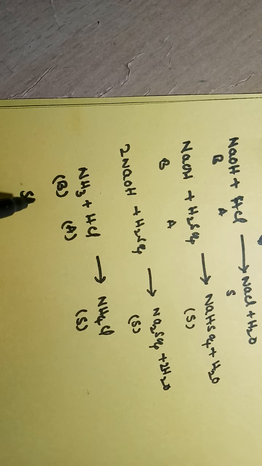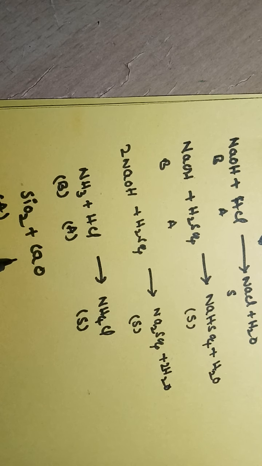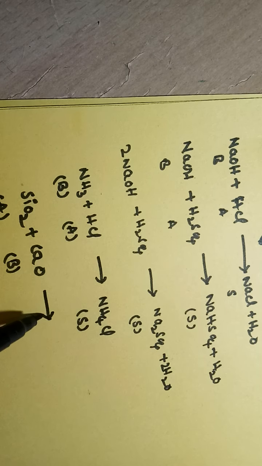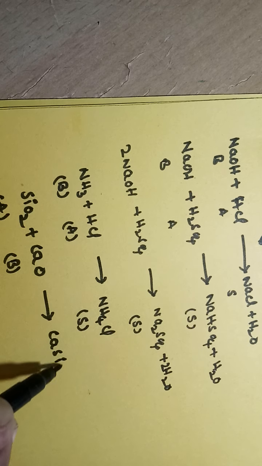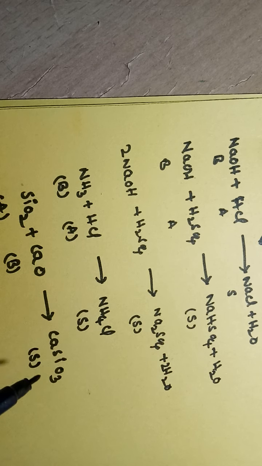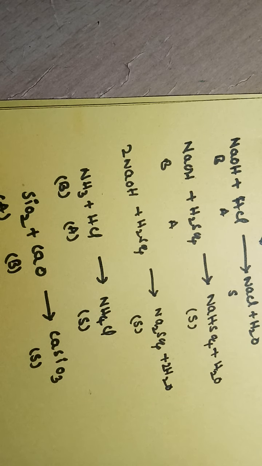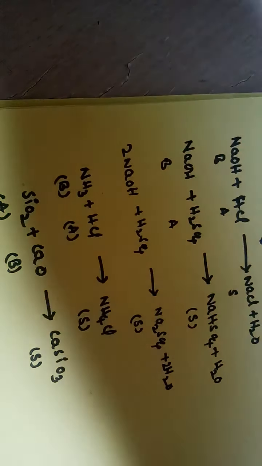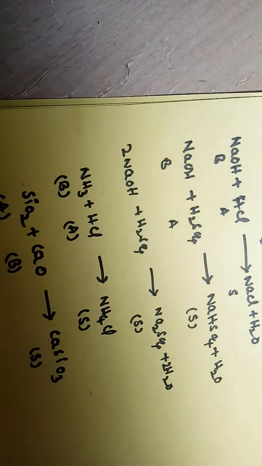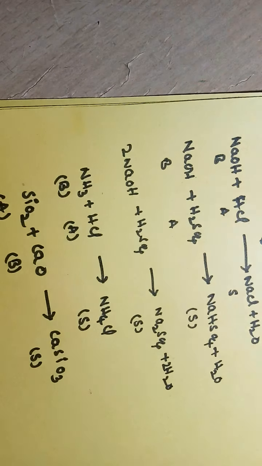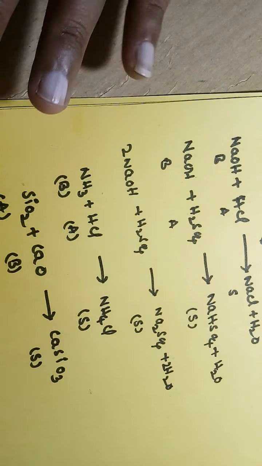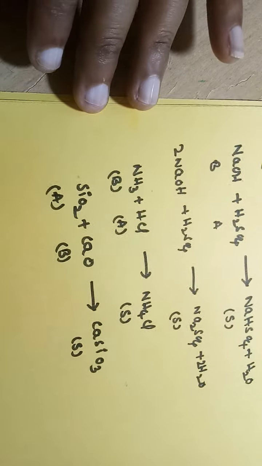Next one, let me take SiO2 plus CaO. SiO2 is an acid, CaO is a base. When these two react with each other, we get CaSiO3, calcium silicate. A salt is formed. So this is about the salts which are formed due to the neutralization reaction.